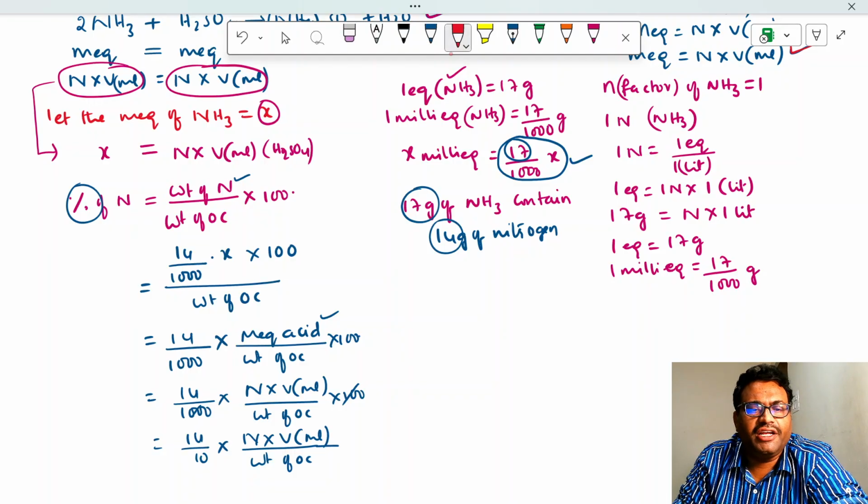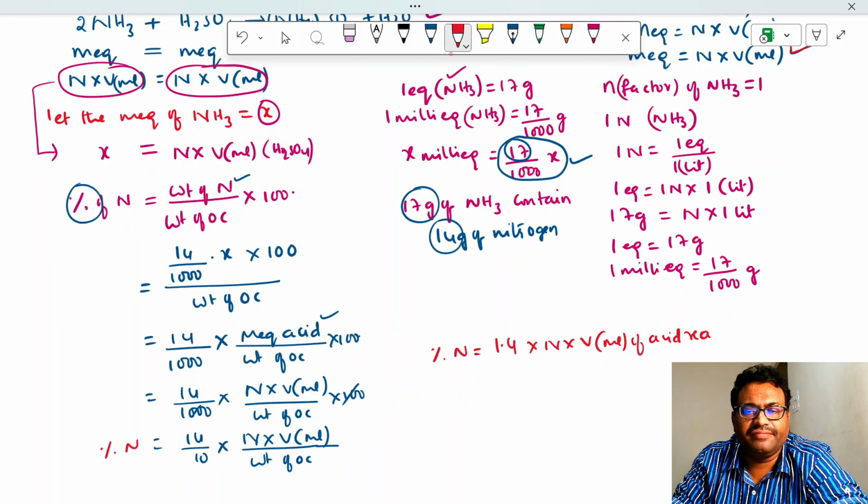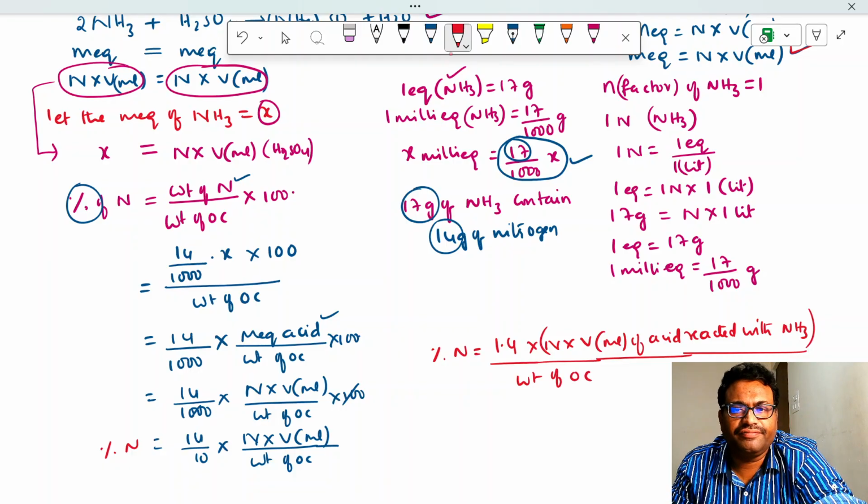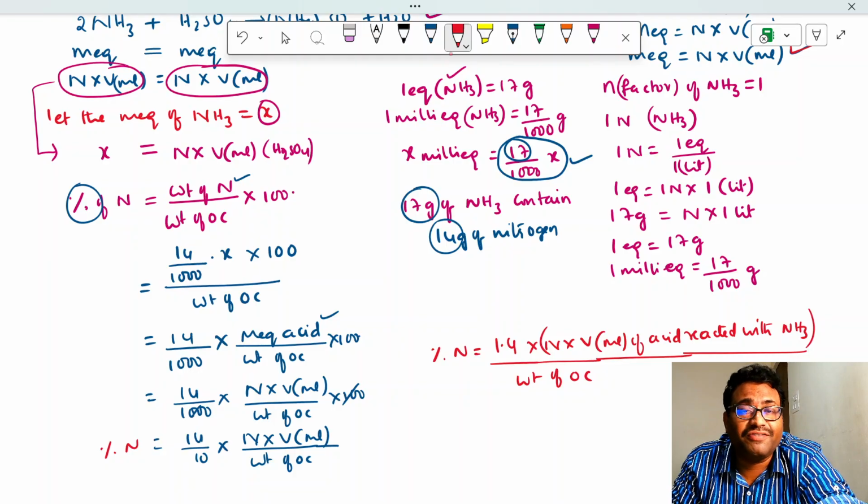So overall, finally, percentage of nitrogen is equal to 1.4, 14 by 10 is 1.4, into N into V in ml of acid reacted with NH3, by weight of organic compound. So this is the formula. So we derived the formula. If you go on deriving the formula, finally we will be able to remember the formula. That is the purpose of deriving the formula mainly.